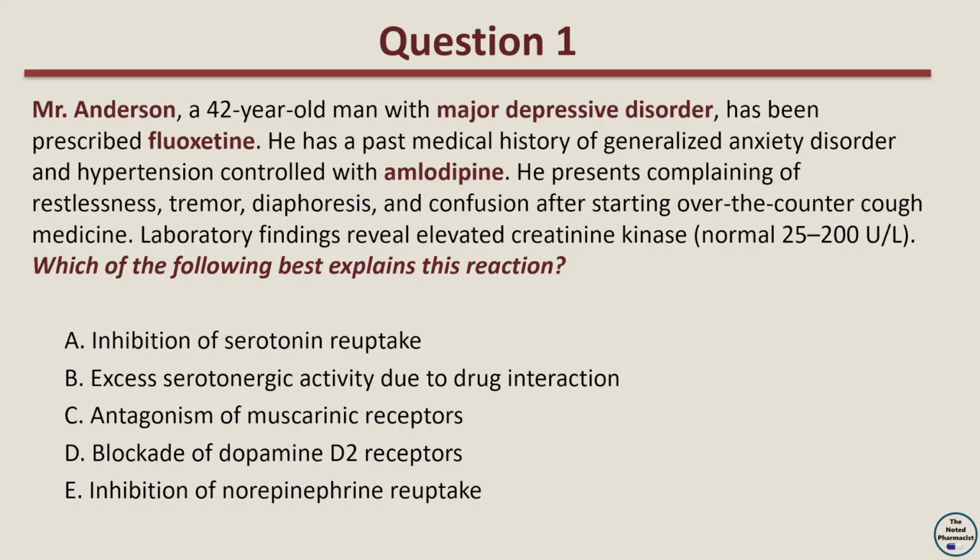Option A, inhibition of serotonin reuptake. Option B, excess serotonergic activity due to drug interaction. Option C, antagonism of muscarinic receptors. Option D, blockade of dopamine D2 receptors. Option E, inhibition of norepinephrine reuptake.